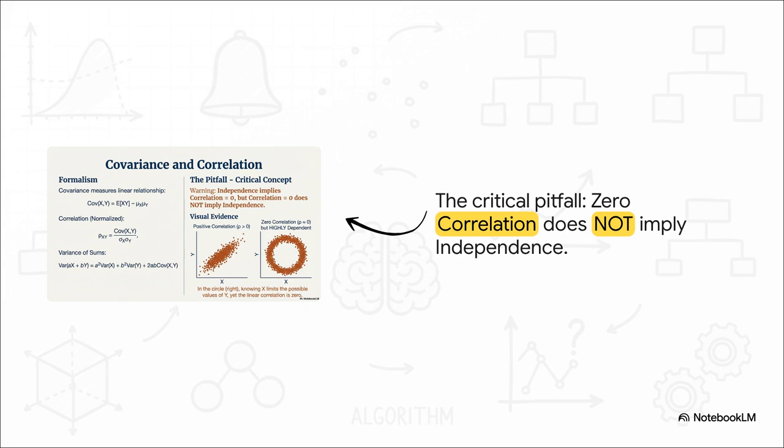Look at that circle of data. If I tell you the x value, you know a ton about where y can be. They are super dependent on each other. But because the relationship isn't a straight line, the linear correlation is zero. So please, burn this into your brain. Never, ever assume that zero correlation means there's no relationship.